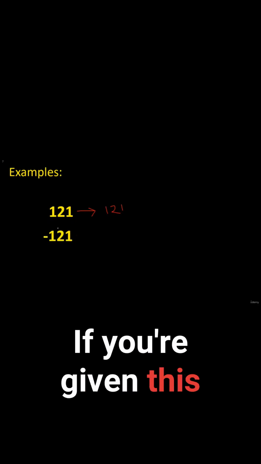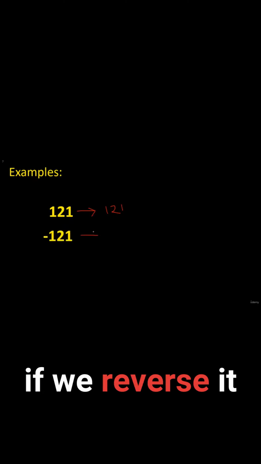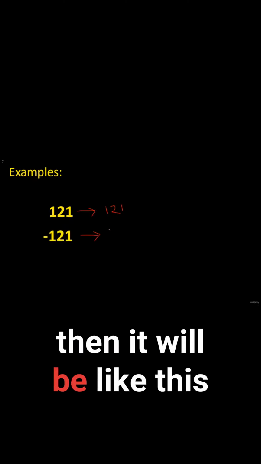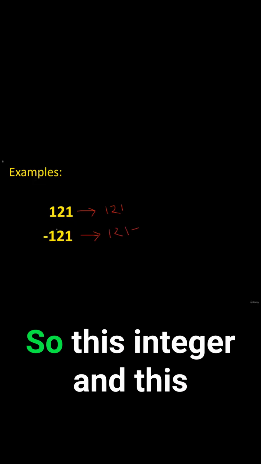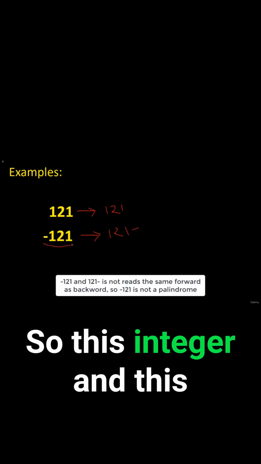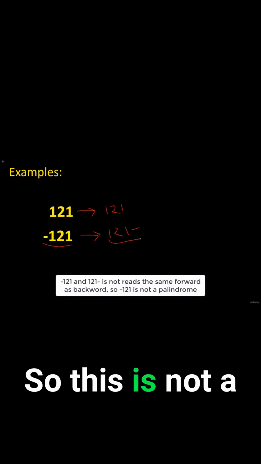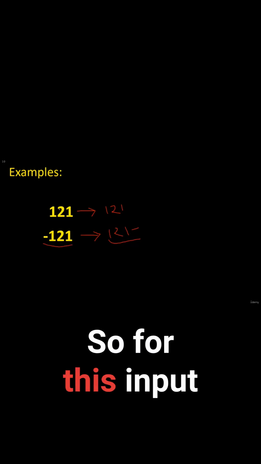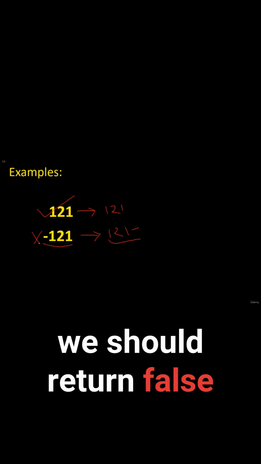If you are given this particular integer as input, if we reverse it, then it will be like this, 1 2 1 minus. So this integer and this integer are not the same. So this is not a palindrome. So for this input we should return true. For this input we should return false.